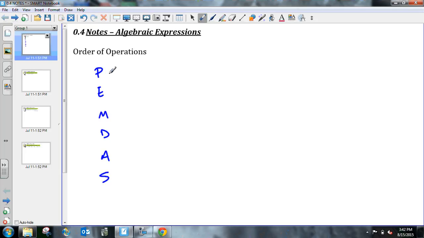And PEMDAS means that we're doing parentheses first, exponents, multiplication, and then division, and then addition and subtraction. Okay, and this is the order in which we do things. So one easy way to remember this is, please excuse my dear Aunt Sally.